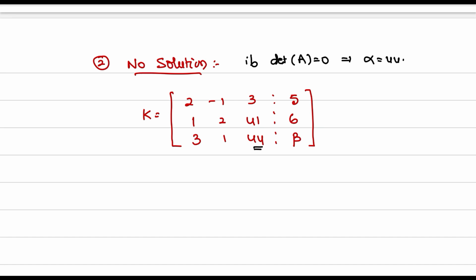But that is not alone a sufficient condition. For no solution, the system should have, it is A, it is B, the whole is K, rank of A should be less than rank of K. Then only it implies no solution.